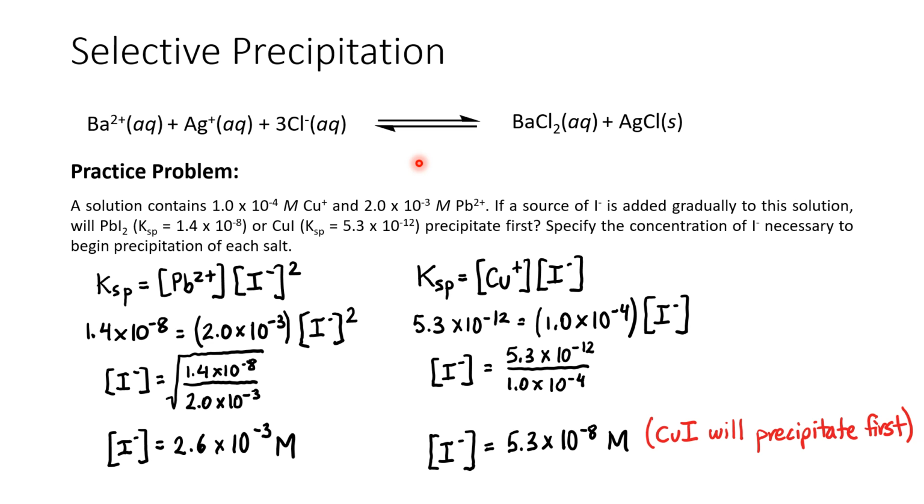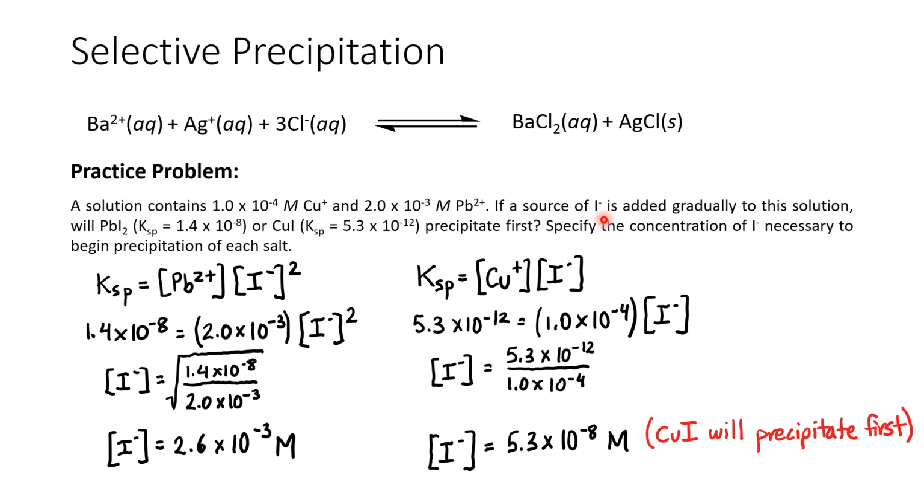It says a solution contains 1.00 times 10 to the negative 4 molar of copper plus and 2.0 times 10 to the negative 3 molar lead 2 plus. If I was thinking about copper and lead in water, I don't think I'd want either one of these, but I definitely don't want lead in my water. So maybe we can selectively precipitate this out.